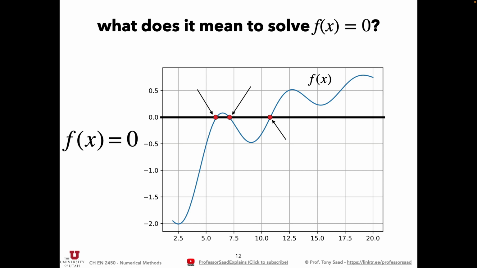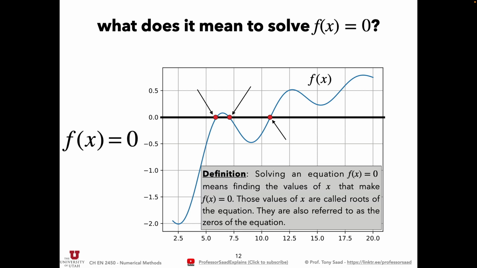When you say f of x equals 0, you're saying I want to take the intersection of y equals f of x with the line y equals 0. When I intersect them, there are some points shown in red. Those are the intersection points. And when we say solve for f of x equals 0, we mean to find those points where f of x intersects with the line y equals 0. It's a very specific definition.